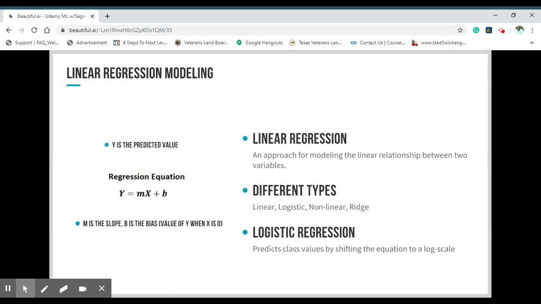And here is the equation, y being a predictive value, the regression equation. It's just the slope of a line, y equals mx plus b. And of course, if you use more factors, then this equation will expand a bit. And a linear regression, again, is just an approach for modeling the linear relationship between two variables. You have linear, logistic, nonlinear regression, and ridge regression. Ridge regression, we also showed you that as well.